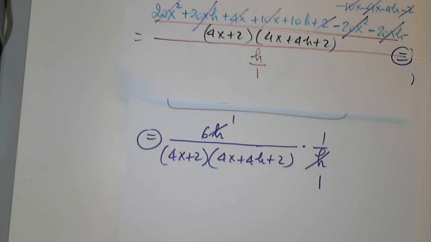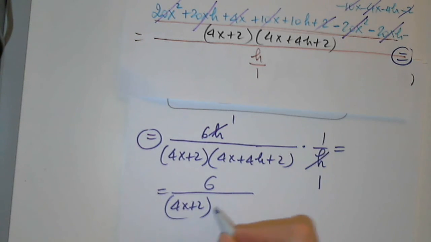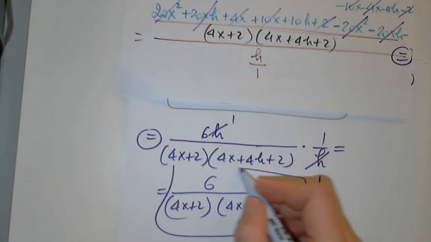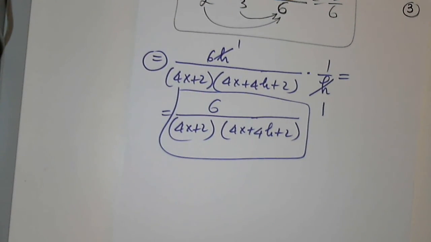And this is final. So the difference quotient for this function is 6 over 4x plus 2 times 4x plus 4h plus 2. And no one can change that. Again, the denominators do not need to be multiplied. The factors in the denominator you would never expand, ever. The product of the 2 factors in the denominator cannot go away.